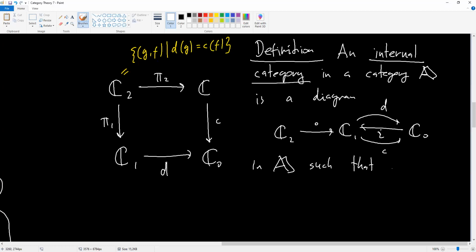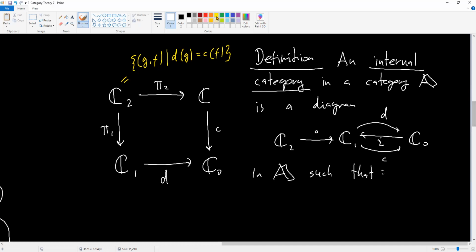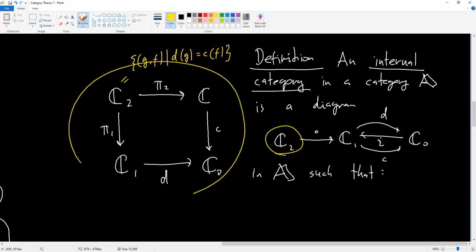and now we're going to discuss what the conditions on this diagram will be. But before discussing conditions, let's match it with our intuition, what's going on here. So for the time being, think of this A as being the category of classes of sets, so large sets. Then C0 just stands for a collection of things we will call objects. C1 is the collection of morphisms. D is the domain map. C is the codomain map, and I is the choosing the identity map. C2 is defined by this pullback.